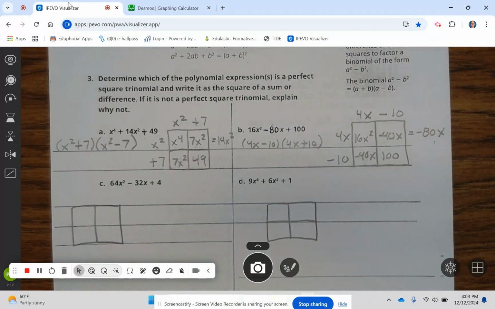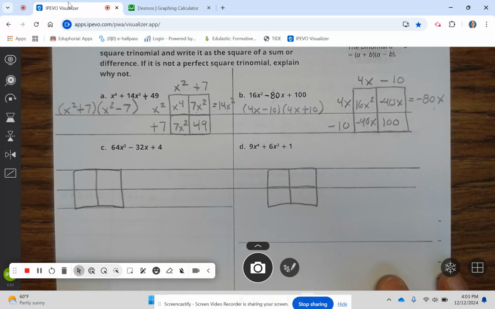All right, go ahead and finish up B. All right, let's take a look at C.